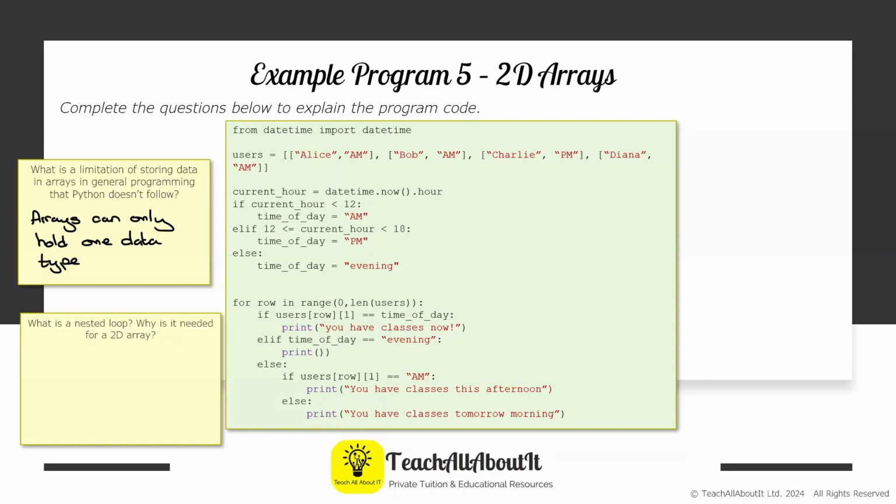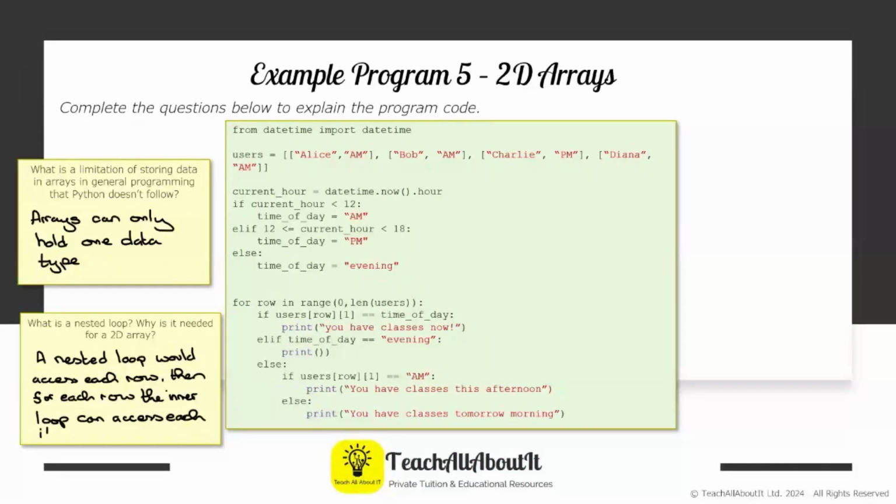So a nested loop, fantastic. A nested loop is a loop inside of a loop. Absolutely perfect. So nested loops, if we are using them with 2D arrays, are used to access, first of all, each row of the array. So in this case, we would get Alice, Bob, Charlie, those inner arrays. So you can see there's two sets of square brackets being used. And then the inner loop is then used to access each item in the array.